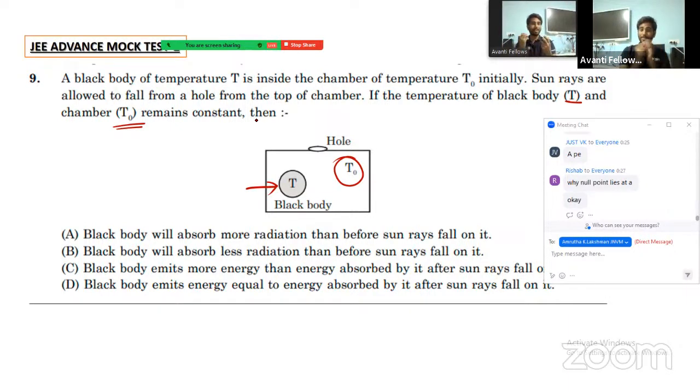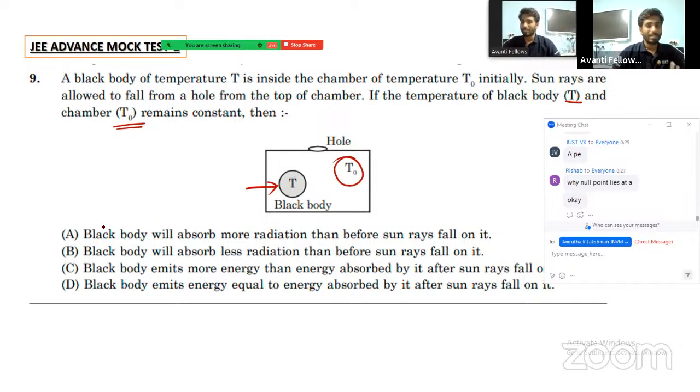Okay, पहले क्या करता है? Observe करता है, बाद में क्या करता है? Once it becomes saturated, it will start to re-emit all the radiation. ठीक है ना? Based on that, first option: black body will absorb more radiation than before sun rays fall on it.